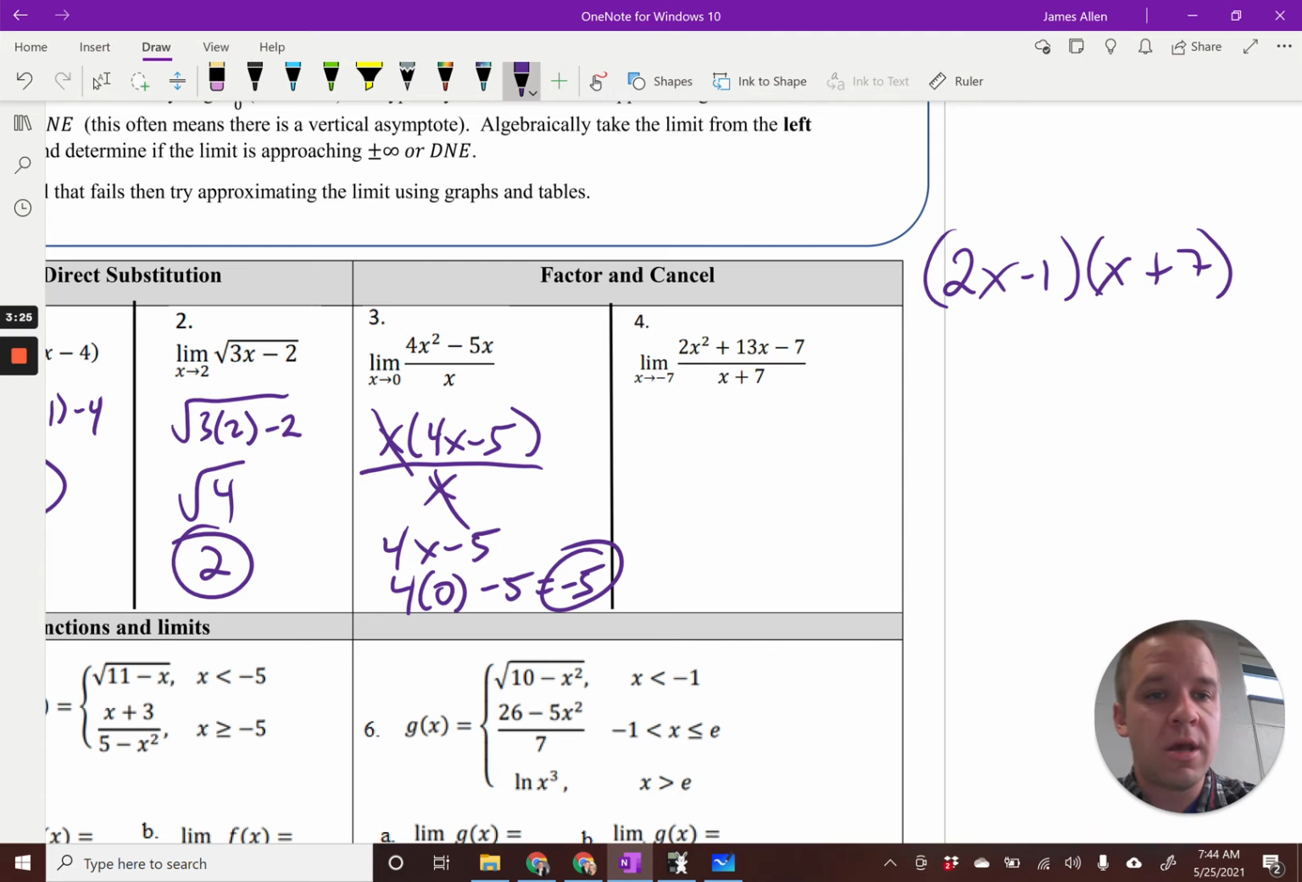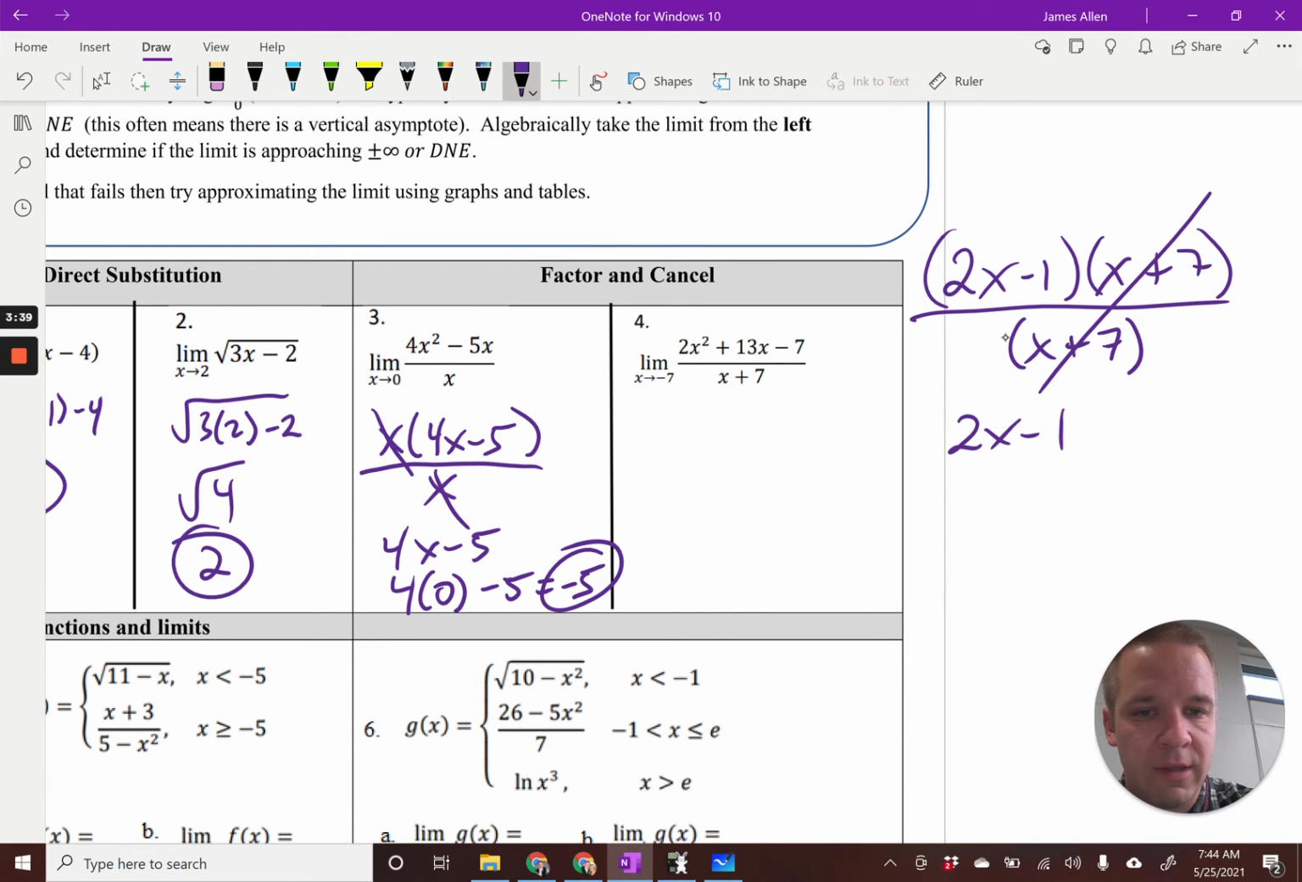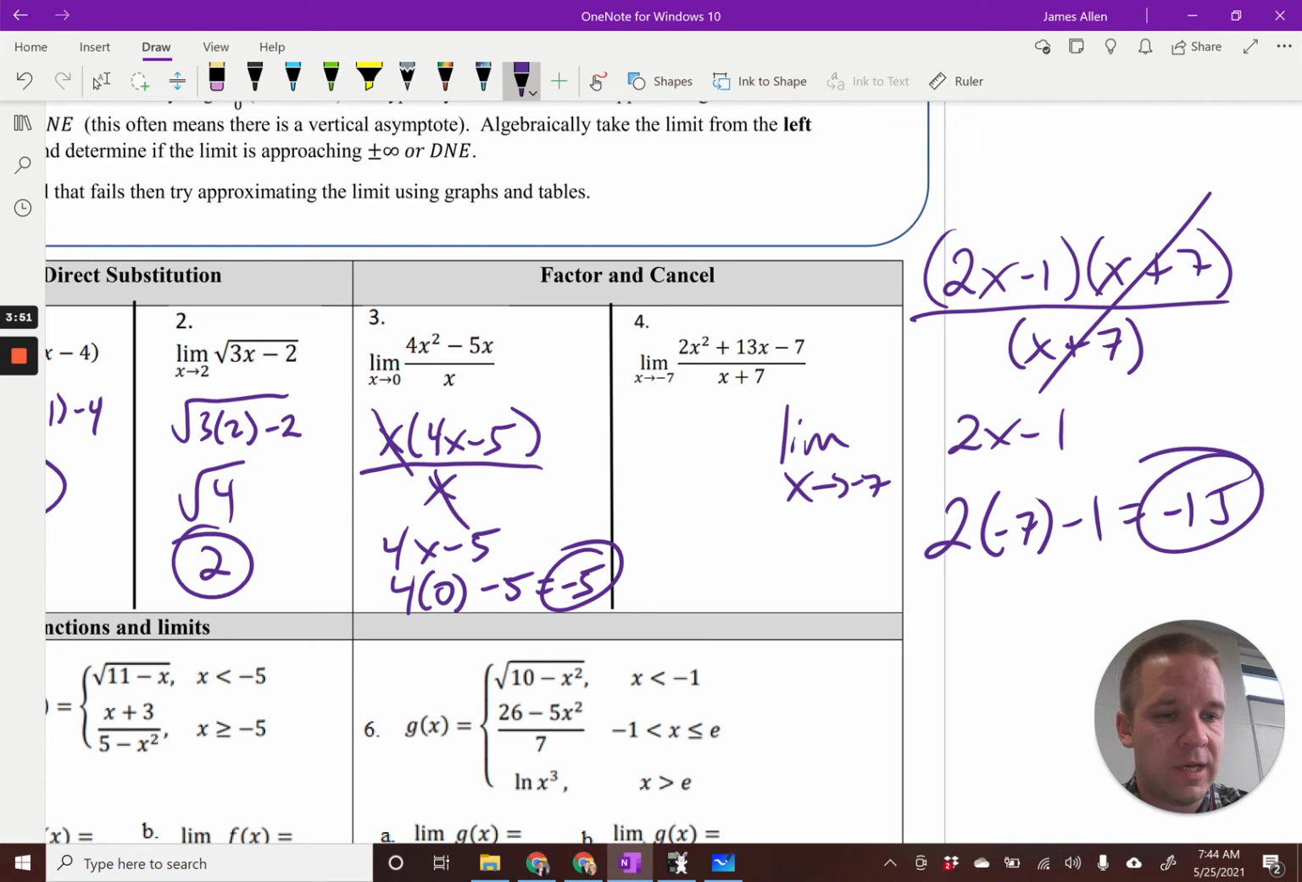I'm good. Also, usually a nice little hint is that denominator there, if it's going to cancel. It doesn't always cancel. We're not always going to be able to factor and cancel. Sometimes it doesn't work out that way. But in this case it does. Boom. And I'm left with 2x minus 1. So now I have the limit as x approaches negative 7 of that, and I can just directly substitute now. 2 times negative 7 minus 1 is negative 14 minus 1, which is negative 15.